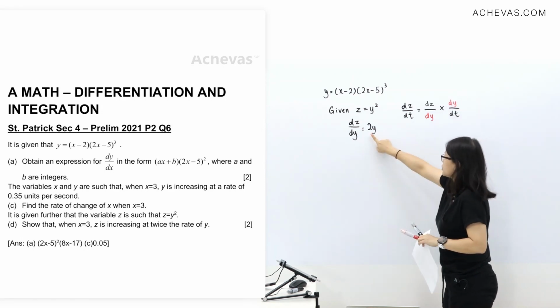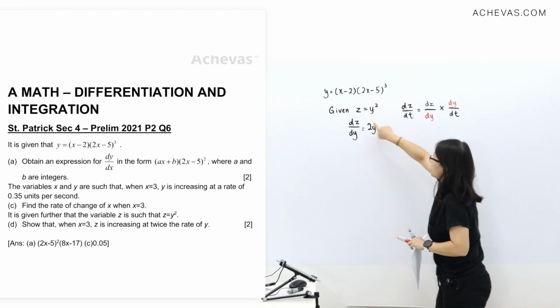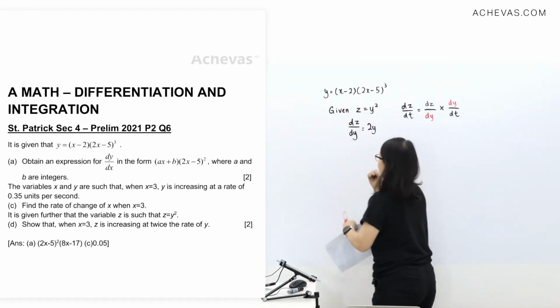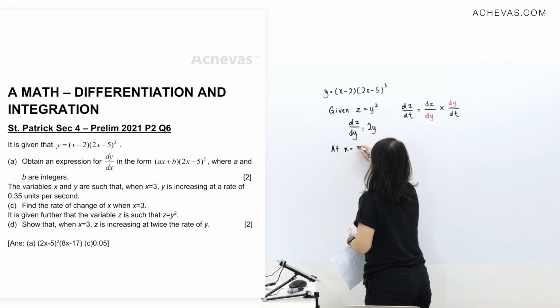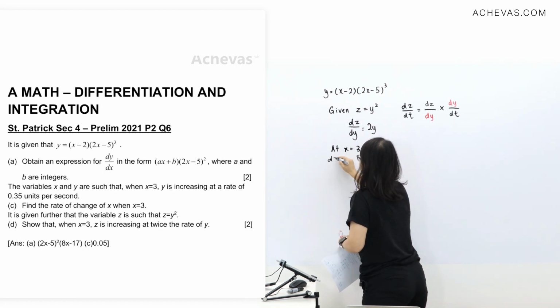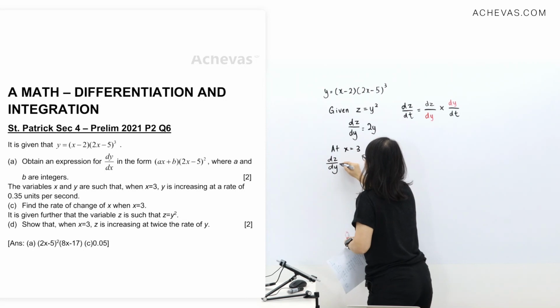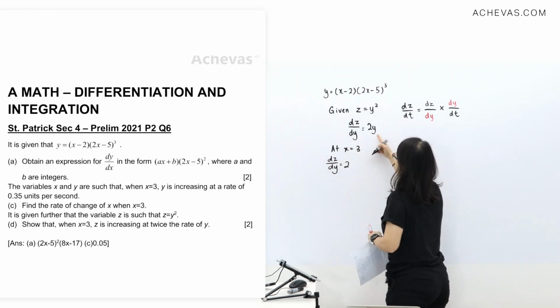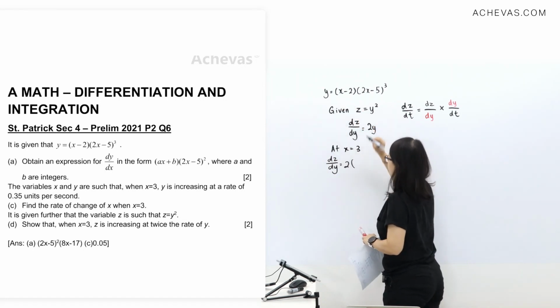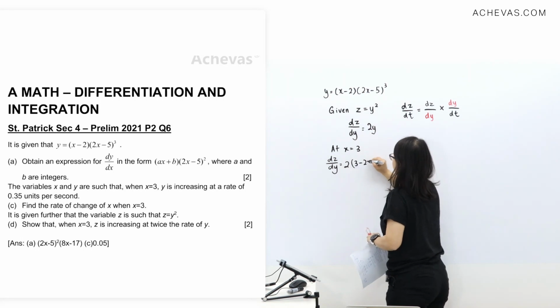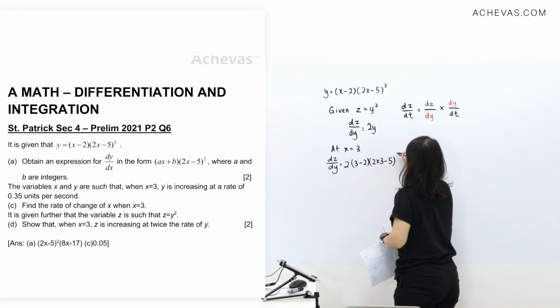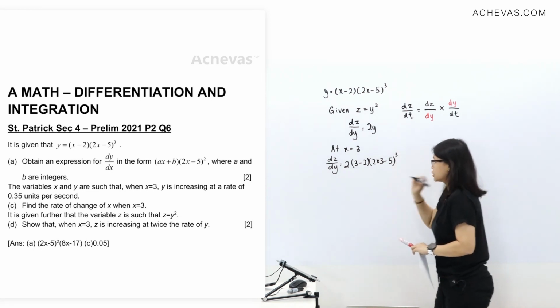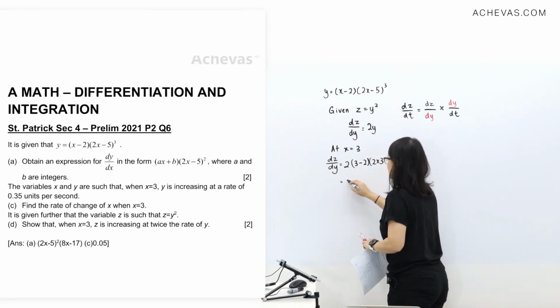And what's the value of 2y? We have y here, and we have x value as 3. So we're going to fill in at x equals 3, dz/dy will be equal to 2 times y, which is this value here, and inserting the x value. You'll get this value as 2.